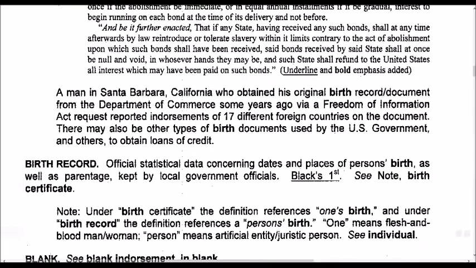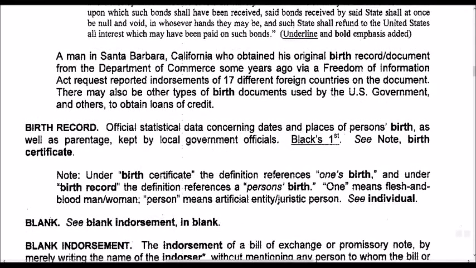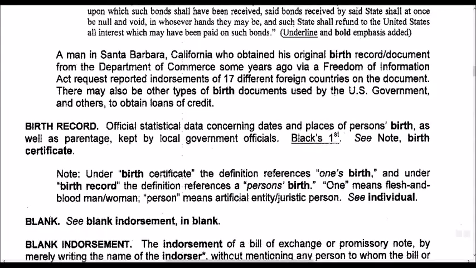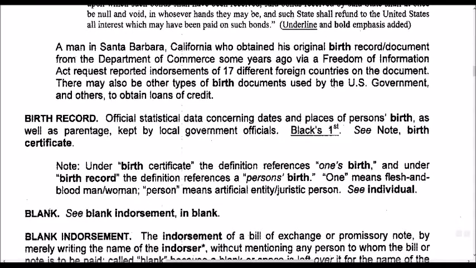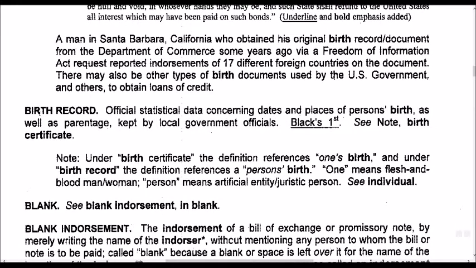A man in Santa Barbara, California, who obtained his original birth record and document from the Department of Commerce some years ago via a Freedom of Information Act request, reported the endorsements of 17 different foreign countries on the document. There may also be other types of birth documents used by the U.S. government and others to obtain loans of credit. Interesting. Here we go. All right, next one.